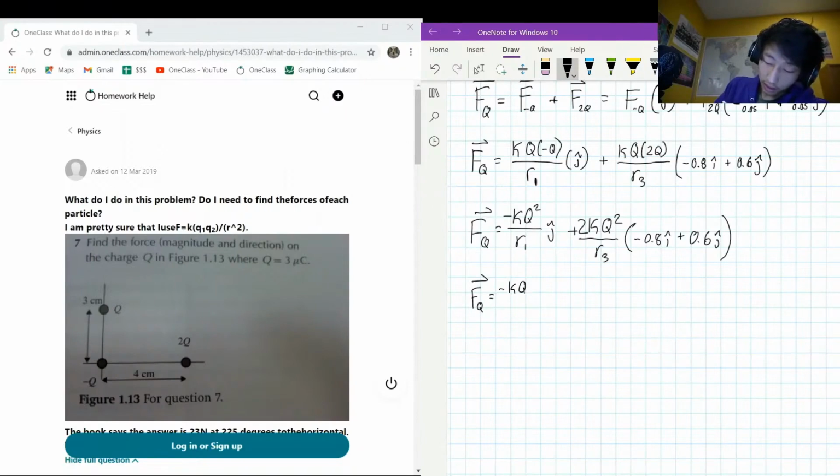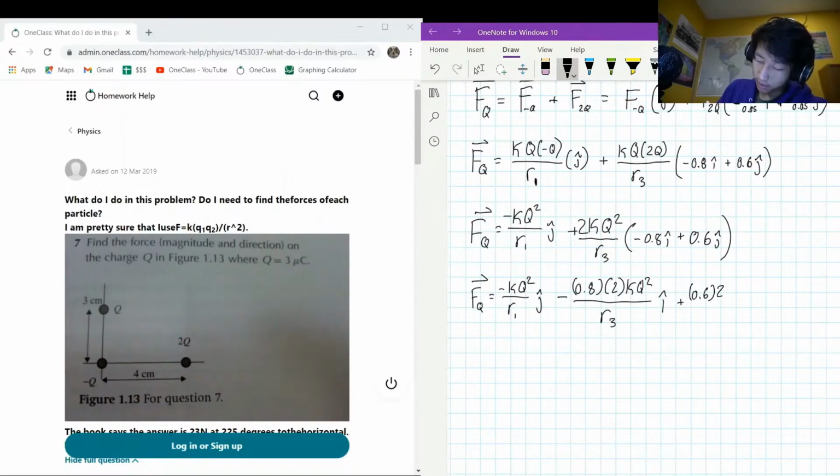Negative kQ squared over R1 in the J direction, minus 0.8 times 2 kQ squared over R3 in the I direction, plus 0.6 times 2 kQ squared over R3 in the J direction.